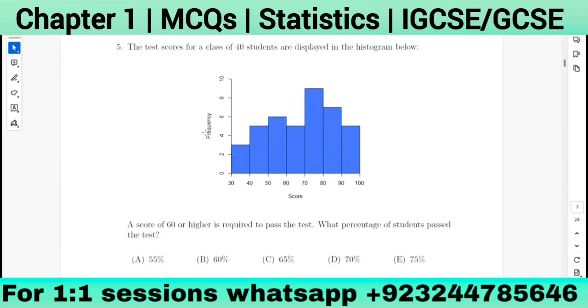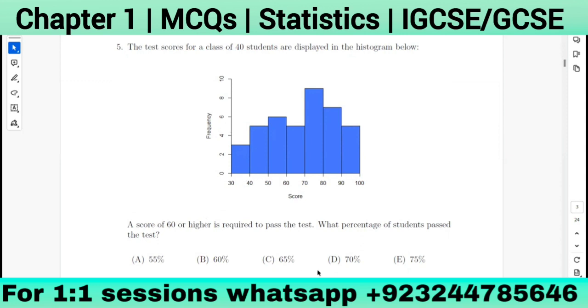The test scores for a class of 40 students are displayed in the histogram below. So 40 students took the test and the information is displayed in the histogram. The information says that 3 students scored between 30 and 40, 5 students scored between 40 and 50, and so on.